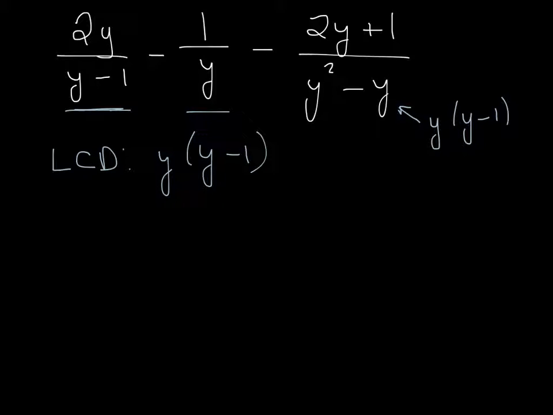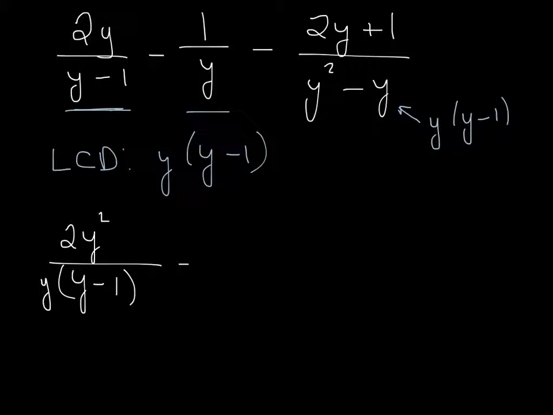So my first term, my 2y over y minus 1, is missing a y, and I have to do it on the top and the bottom. So that's how I get 2y squared. So in other words, I multiplied the top and the bottom by y.